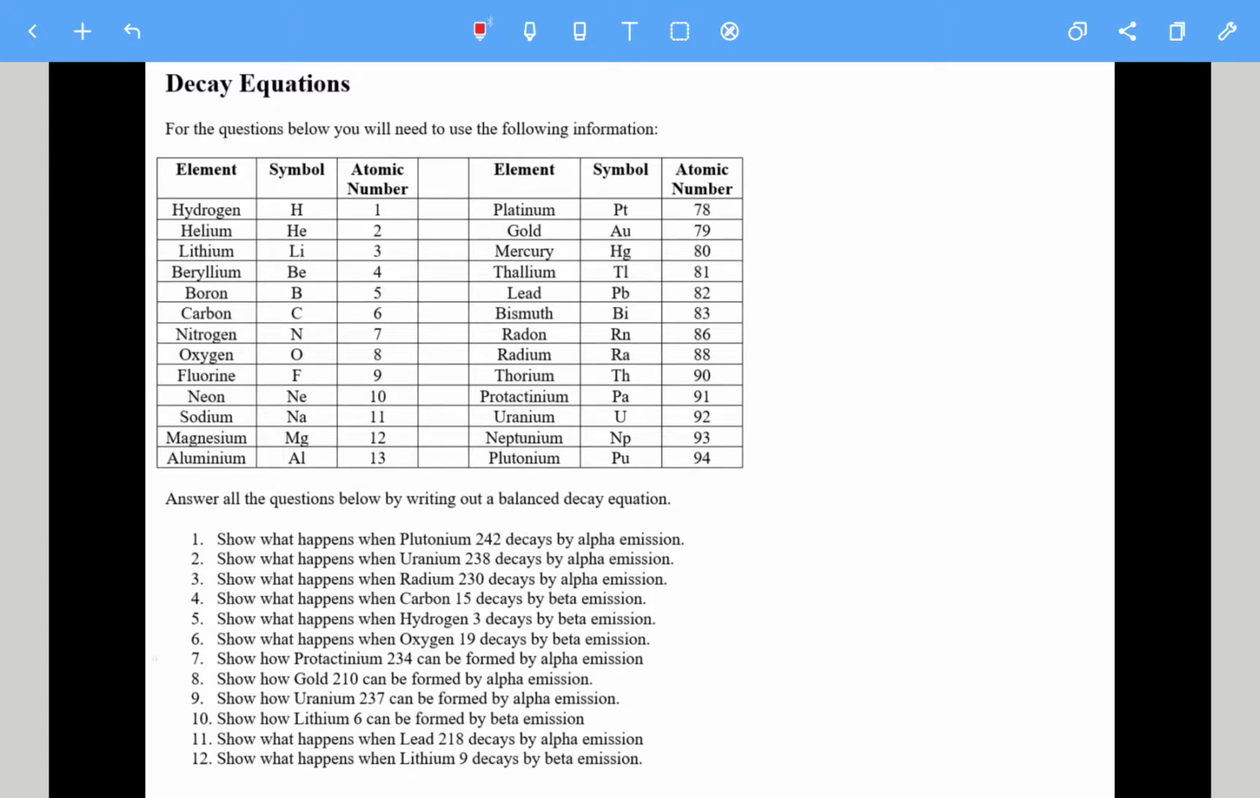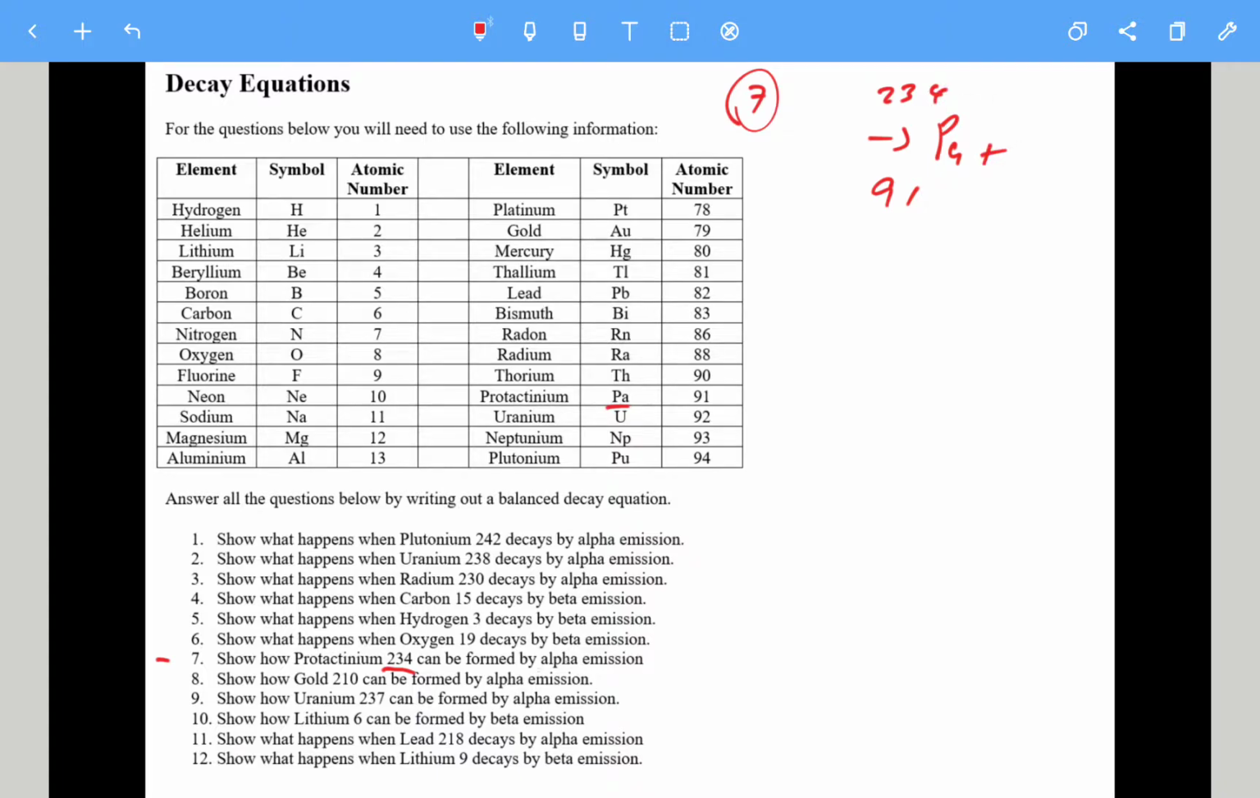So that's number 6. We've done that, so on to number 7. Show how protactinium-234 can be formed by alpha emission. So that'll be some unknown element decaying into protactinium-234 via alpha emission. So making protactinium. Protactinium is Pa, 91. It's got 91 protons and a mass number of 234.